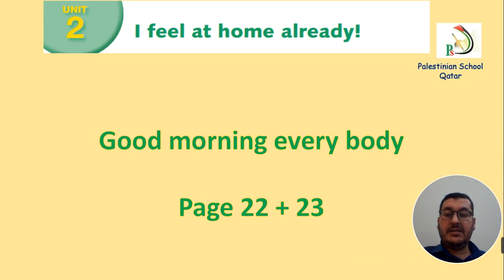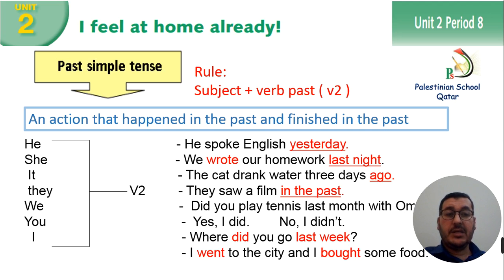In this video, we start with page 22 and 23, period number 7 and 8. Okay, I will start our lesson with the past simple, period 8, and then we'll come back to period number 7. So, past simple tense, the rule is subject, verb in the past, verb 2.